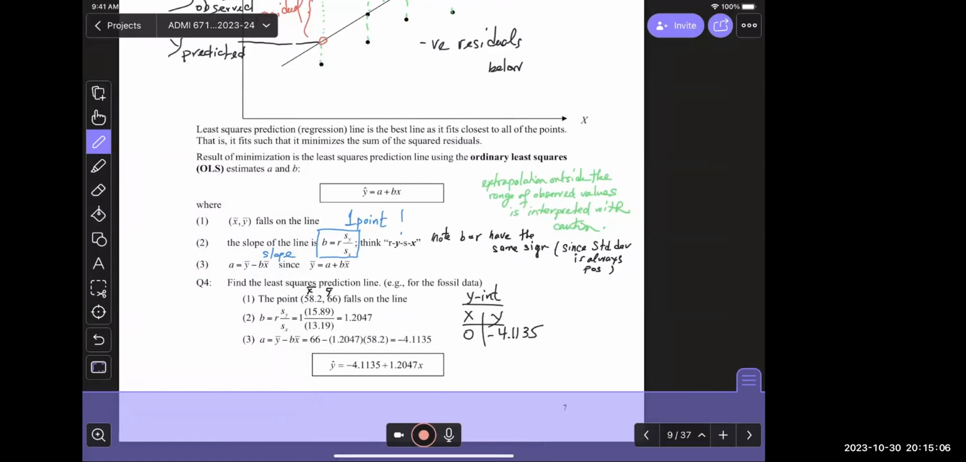So when X is 0, so now going to the problem, X was the length of the femur, that's the length of the leg bone. This interpretation is when the leg bone is 0, the arm bone will be negative. Does it make sense? Well, that's what it says, but does it make sense in the context of the problem? According to the data, exactly.